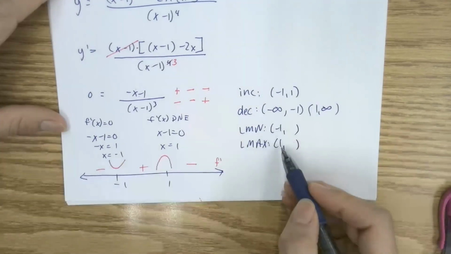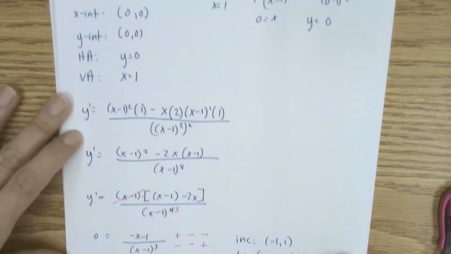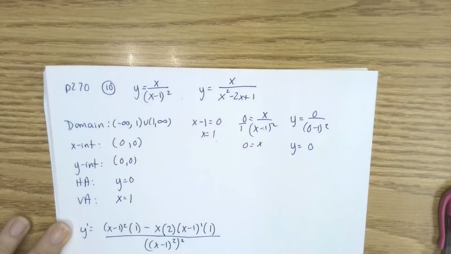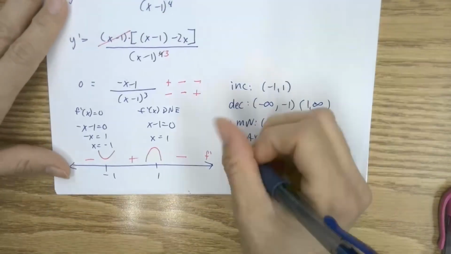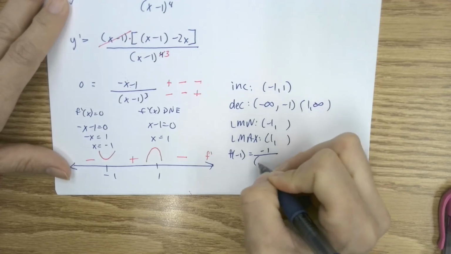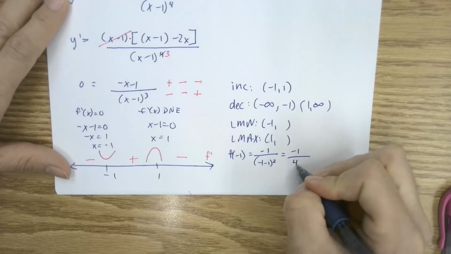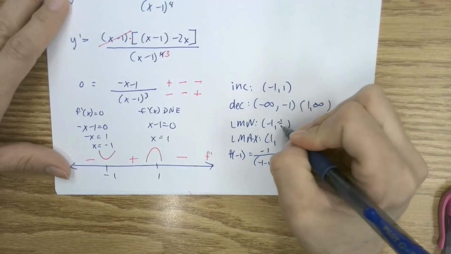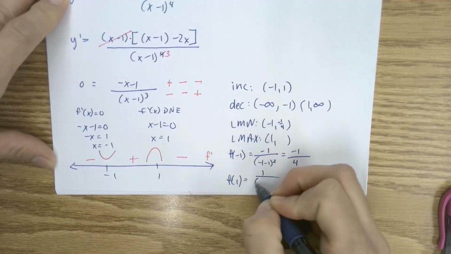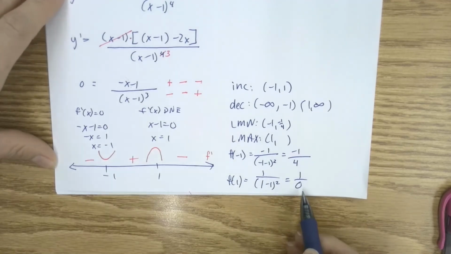All right, we're going to substitute these values back into my original function way up here. So I'm substituting into y. So f of negative 1 would be negative 1 over negative 1 minus 1 squared. So that's negative 1 over negative 2 squared, which is 4, so negative 1/4. For my maximum, I'm going to substitute a 1 in. So 1 over 1 minus 1 squared. Oh yeah, look, I'm getting an undefined number.